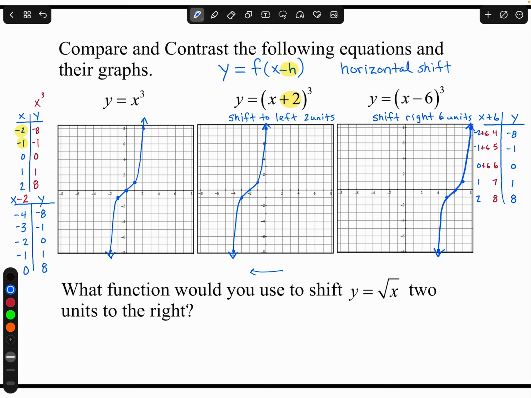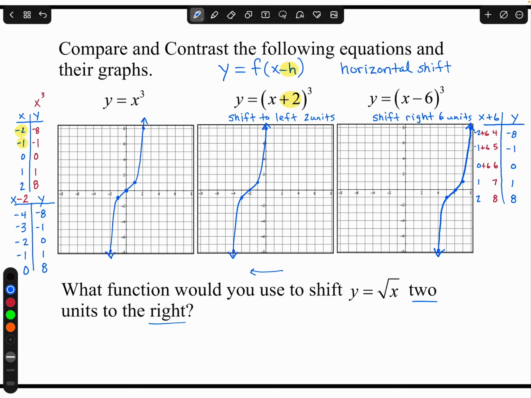Okay, I know some of us didn't use the tables last year, but you're going to want to use the tables this year. That's why I want to make sure I'm taking the time to show you how to do it, because it's going to help us, especially when we get to some of the arbitrary graphs and functions that you're not so familiar with. So it says, what function would you use to shift y equals the square root of x 2 units to the right?